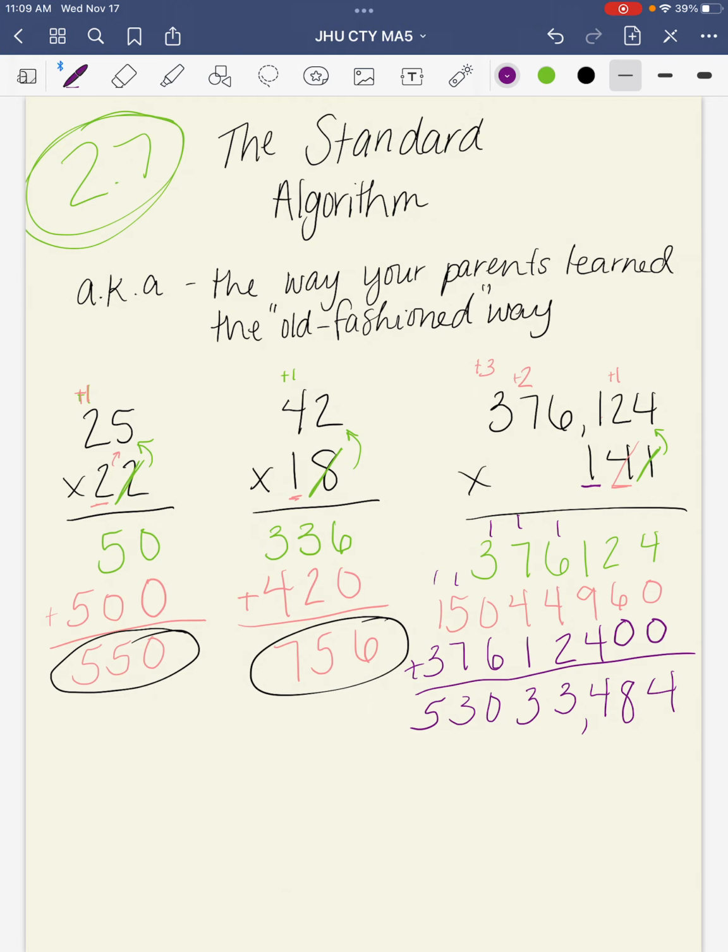And you can go in and put in those commas every 3 numbers if you like to. So we got 53,033,484. Again, you'll see that this problem took a lot longer to get that final answer, but that's because we had more digits to work with. So as long as you're remembering your placeholders and keeping your numbers lined up, you should have no issues multiplying.